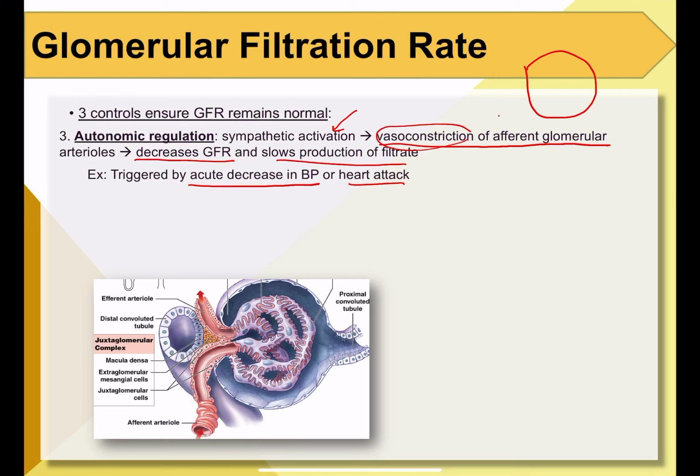Glomerulus, afferent arteriole, efferent arteriole. You make this smaller, and hence less blood is going through, and that will decrease your GFR. Less blood going through, less things being filtered, less urine going through. And that's why you don't tend to want to pee when you're in sympathetic activation.